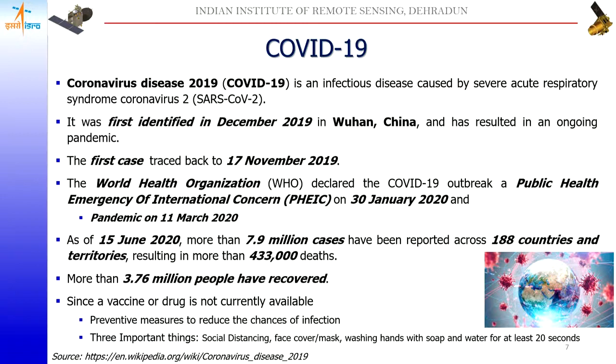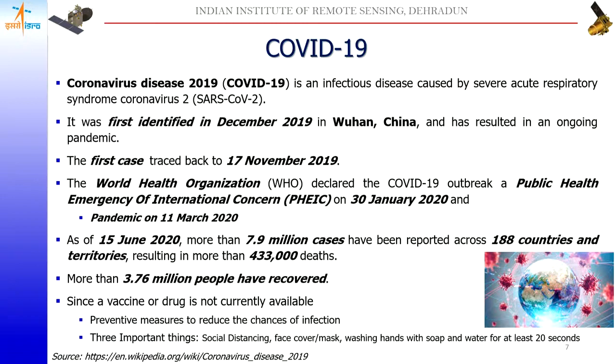Subsequently, the World Health Organization, WHO, first put this outbreak as a public health emergency of international concern on 30th January 2020, and then finally it was declared a pandemic on 11th March 2020. As of yesterday, 15 June, there are more than 7.9 million cases spread across more than 180 countries and territories, and there have been too many deaths because of this coronavirus. But the good thing is there are also people who have recovered. More than 3.76 million people have recovered.